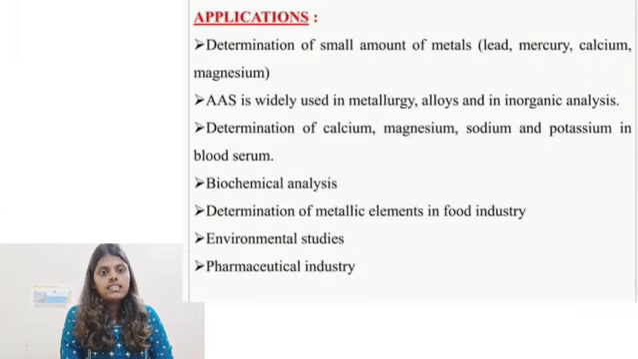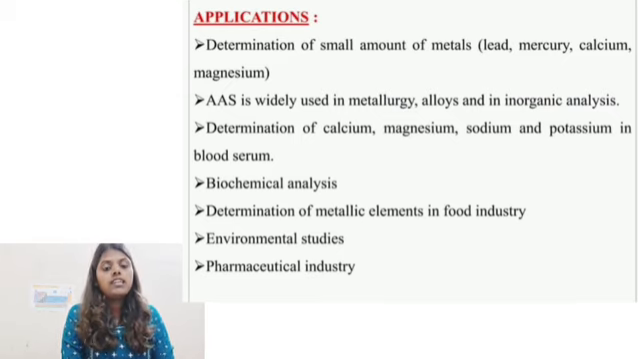And the last part is the application of atomic absorption spectroscopy. It is very important to know the applications of a spectroscopic method. This spectroscopic method is used for the determination of small amounts of metals like lead, mercury, calcium and magnesium in a sample. Atomic absorption spectroscopy is mainly used in metallurgy, alloys and inorganic analysis, and also for the determination of calcium, magnesium, sodium, potassium in blood serums, and also in biochemical analysis.